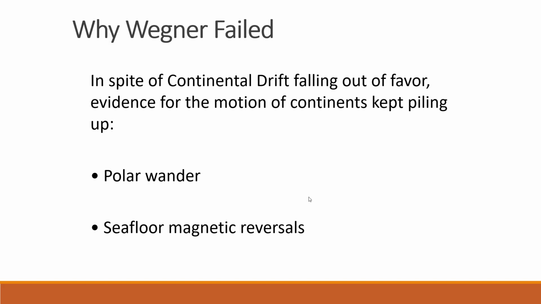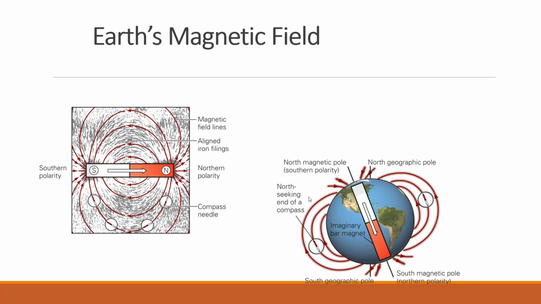But that's not the end of the story. As the years progress, we start collecting new data and we start seeing new evidence, particularly looking at the magnetic signature of rocks. So we see two things, polar wander, which I will explain, and seafloor magnetic reversals. These are both going to be based on Earth's magnetic field, so I need to talk a little bit about magnetic fields before we talk about the evidence we see.